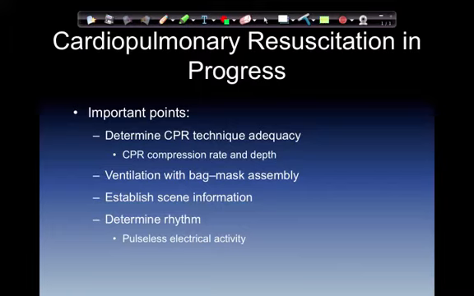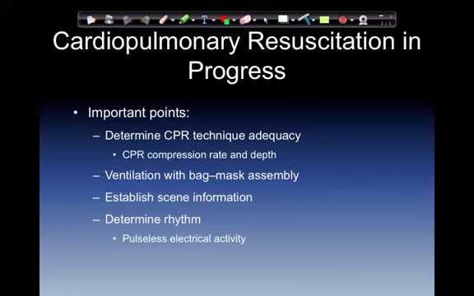Ventilation with a bag mask assembly. Under BLS, our initial settings, a 30 to 2 process, 30 chest compressions with 2 ventilations. Establish scene information. Try to get as much information on the patient, what time they collapsed, when were they last seen, that kind of stuff.